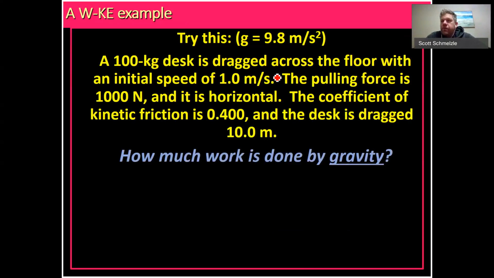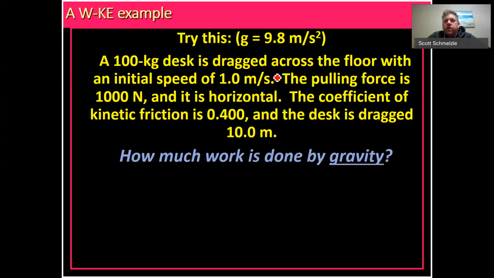This one's a little bit more involved. This one has a few different prompts and will require a little more of your attention to understand how to do it. So we've got a 100 kilogram desk that's dragged across the floor with an initial speed of 1 meter per second. The pulling force is 1,000 newtons and it is horizontal. That's a big deal. No angle or anything like that matters.